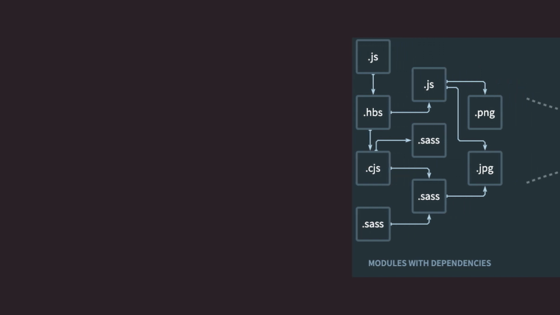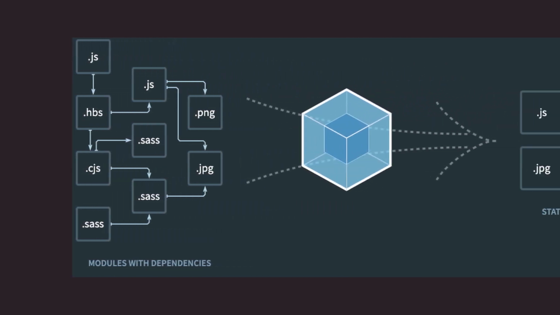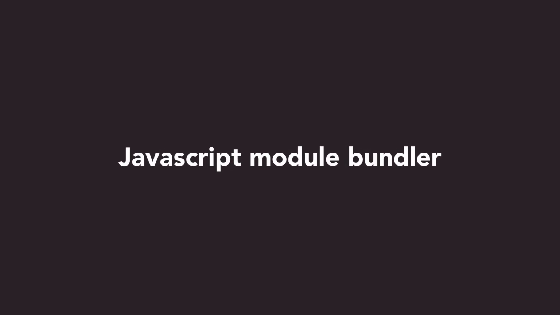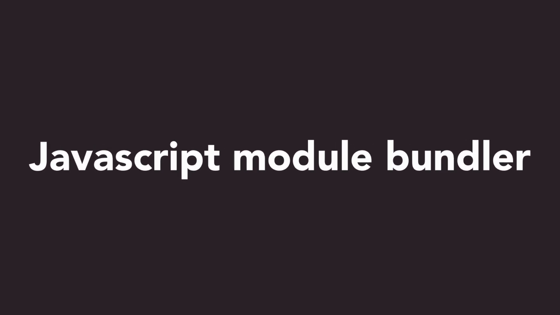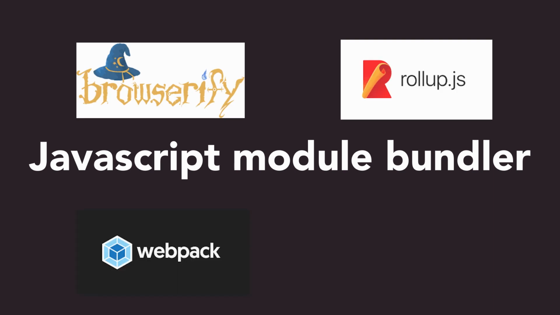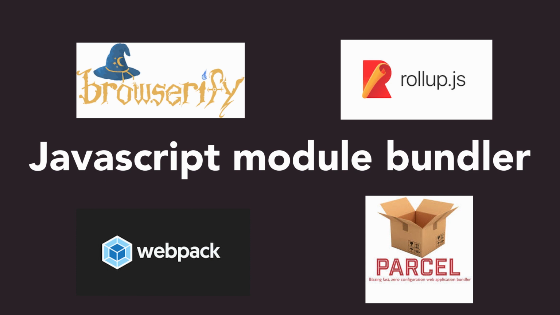We need a tool that recognizes dependencies, graphs them, and combines files to respect the dependency order. And this is exactly what a module bundler does. Browserify, Rollup, Webpack, and Parcel are examples of JavaScript module bundlers.